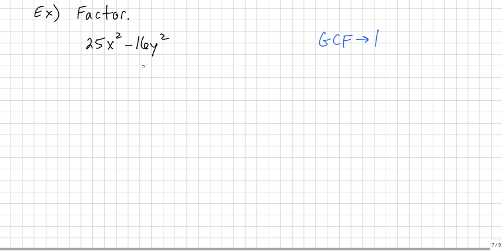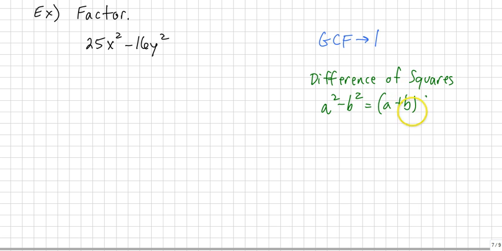But I do have two terms, and I do see some squares, and they're being subtracted. So that makes me think of the difference of squares, which was a squared minus b squared, which always factors into a plus b, a minus b. So let's see if we can make that work.